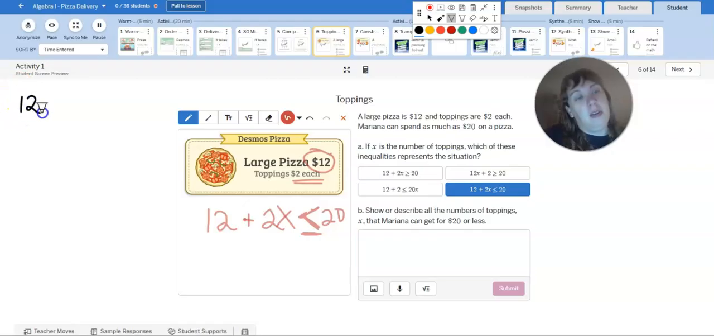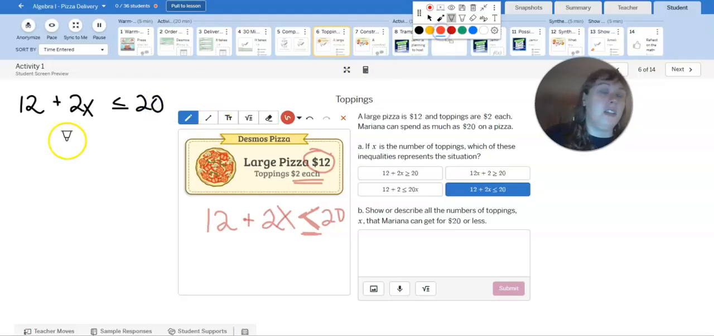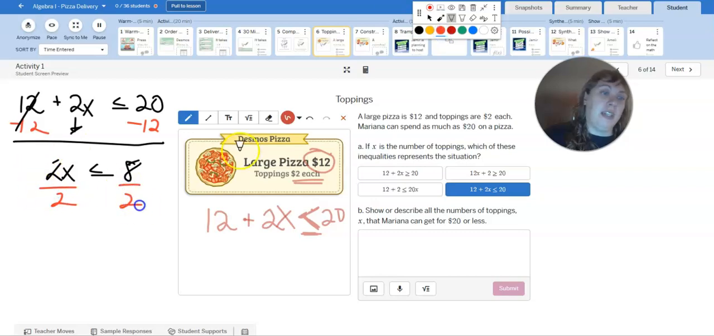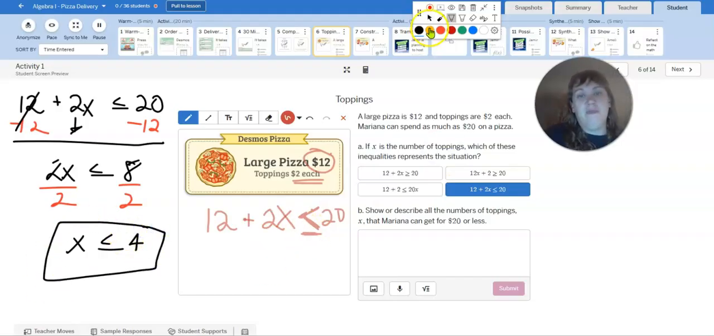So again, we can think about making our equation and solving this. So we would subtract 12 on both sides. And we get 2x is less than or equal to 20 minus 12 is 8. And then divide both sides by 2 to get x is less than or equal to 4. So she can get up to 4 toppings on the pizza, but cannot get more than that. Beautiful. So that means that Mariana can get 0 toppings, 1 topping, 2 toppings, 3 toppings, or 4 toppings.